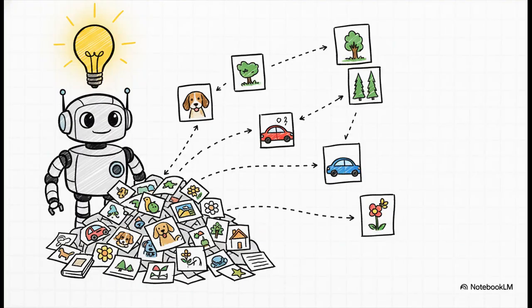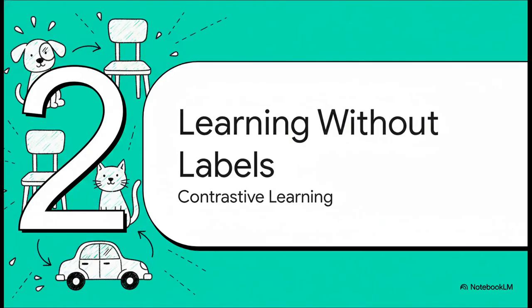So what's the alternative? What if the AI could just learn from the raw, unlabeled images floating all over the internet? This is the promise of what's called self-supervised learning. Instead of waiting for human labels, the model makes up its own homework, its own learning tasks, right from the data itself. The way SimCLR does this is through a really beautiful idea called contrastive learning.